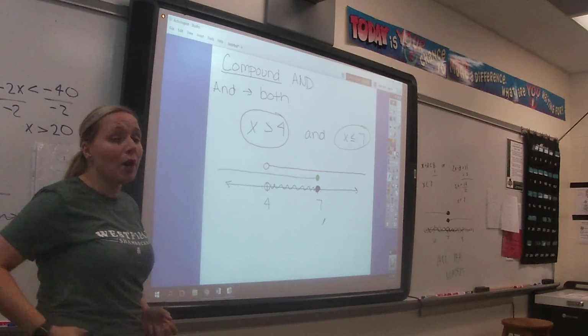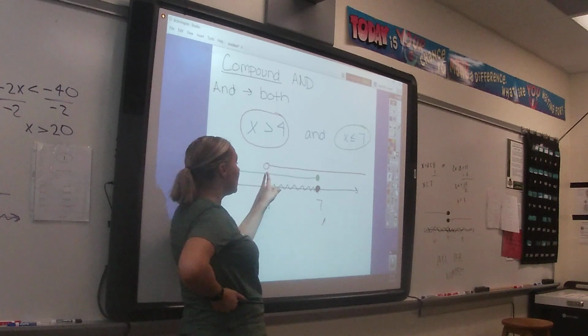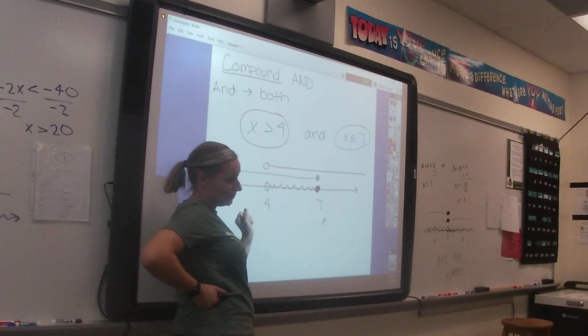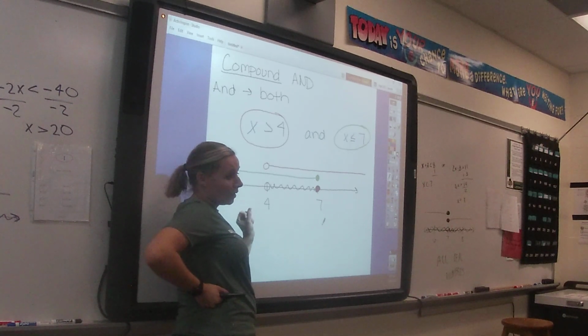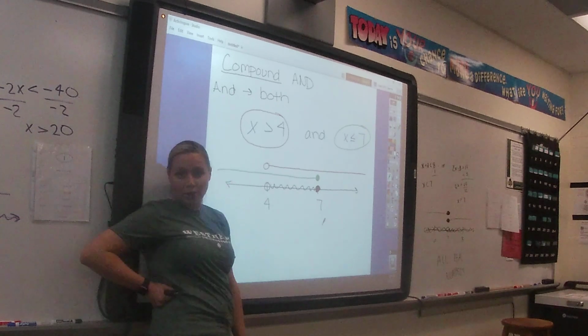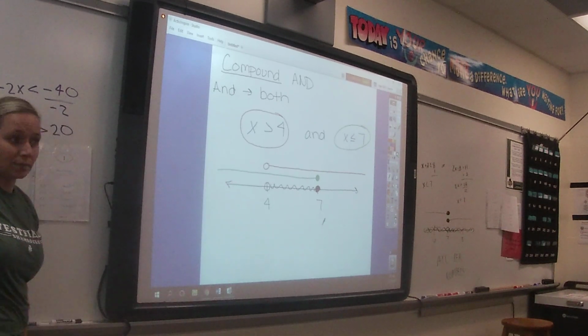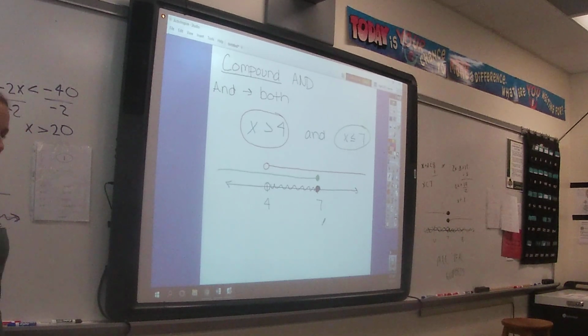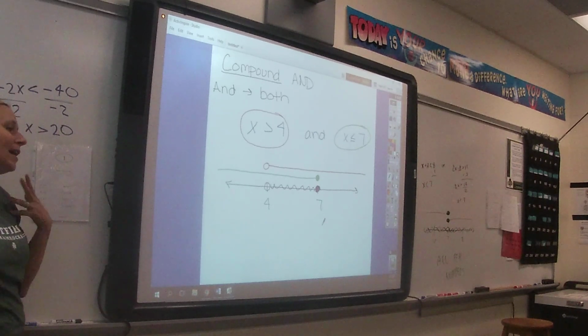Okay, you have to keep the open and filled in circle because right here they're not both happening. So it's still an open circle. Here they are both happening. So it's a solid circle. Okay. So are we basically doing the opposite of the or? Kind of. But and throws in a little extra hiccup.